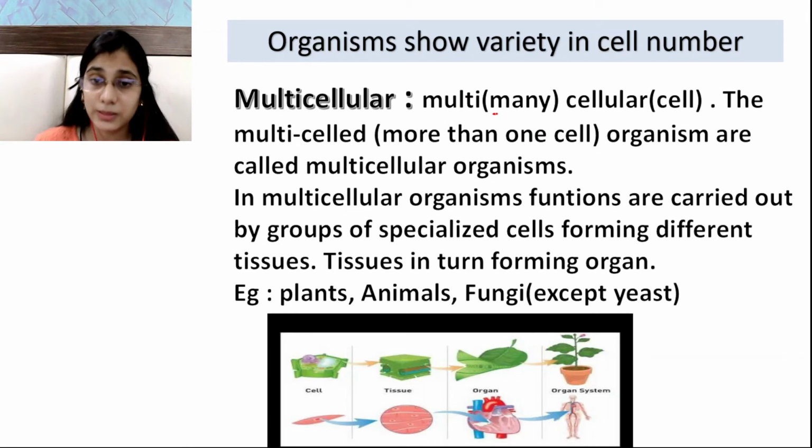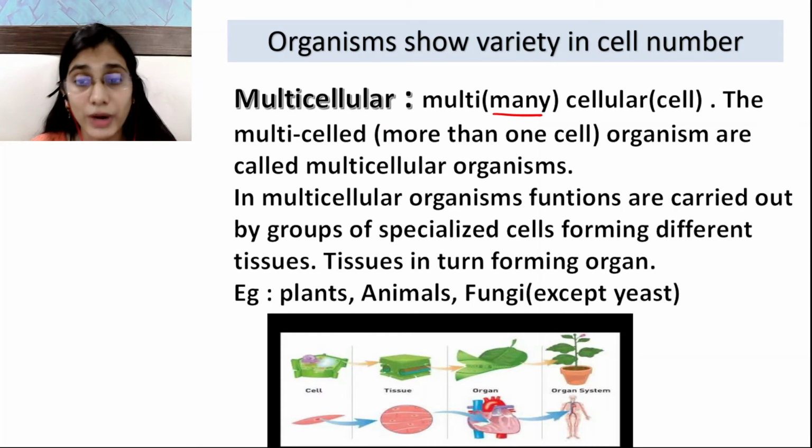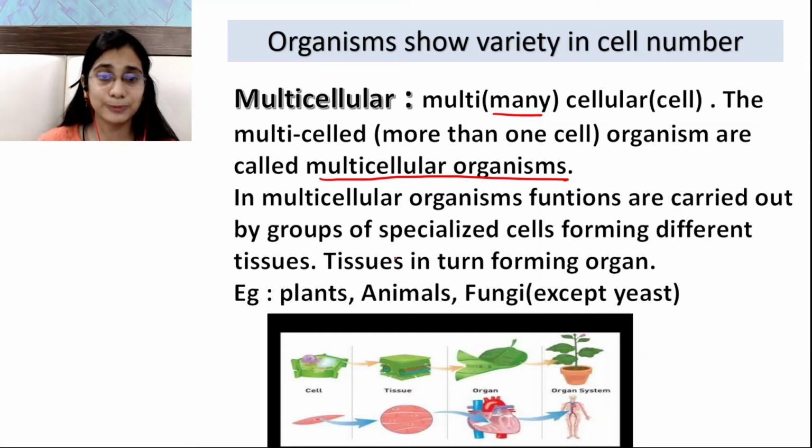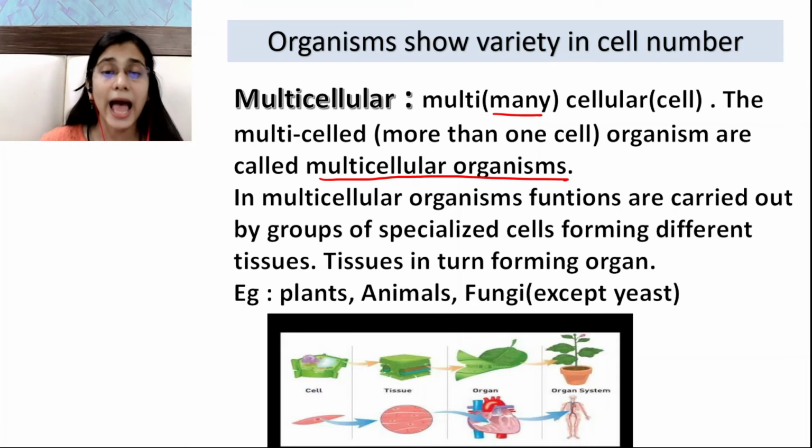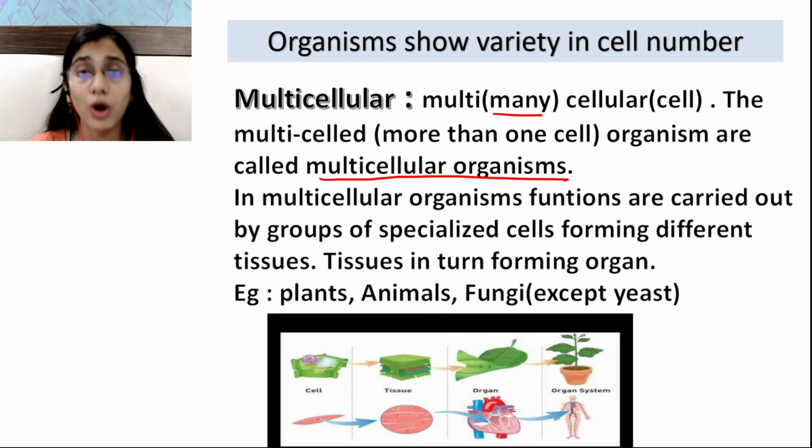So multi means many, cellular means cell. An organism containing more than one cell is known as a multicellular organism. In multicellular organisms, functions are carried out by groups of specialized cells forming different tissues, and tissues in turn forming organs. This is a very important concept.